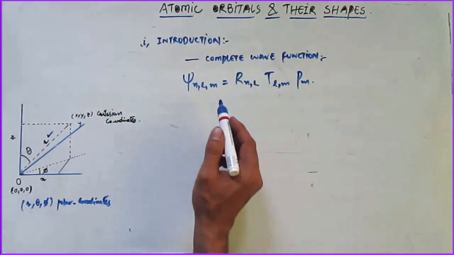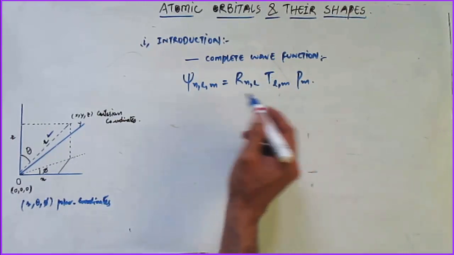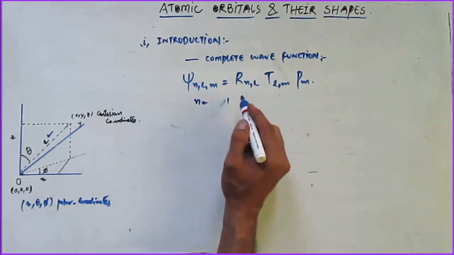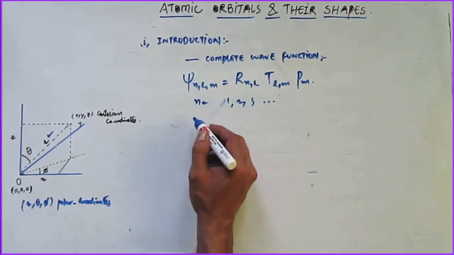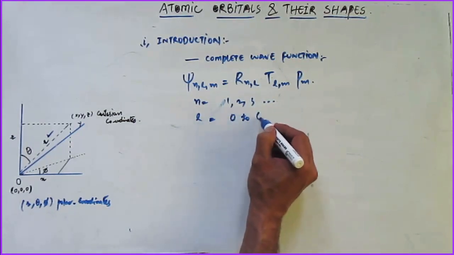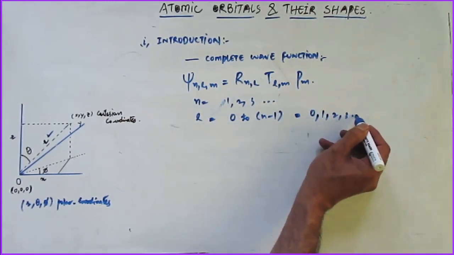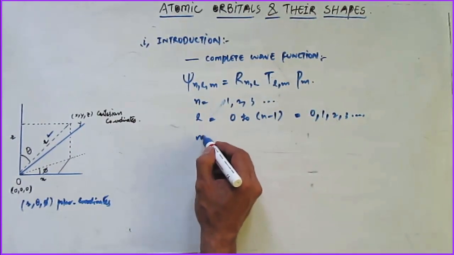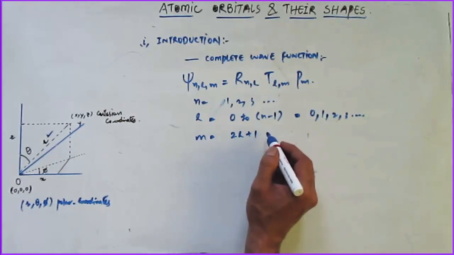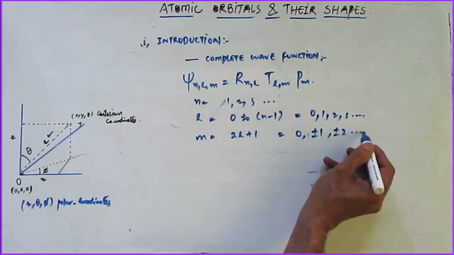Now since I have already told you that the equation that I have shown here is the complete wave function or the complete wave equation, and this equation is dependent upon the quantum numbers also. For the principal quantum number, the values can be 1, 2, 3, and so on. Similarly, for the azimuthal quantum number, the values can be from 0 to n minus 1. That is, it can have values 0, 1, 2, 3, and so on. And for the magnetic quantum number m, we can have 2l plus 1 values. So that means we can have values 0, plus minus 1, plus minus 2, and so on.